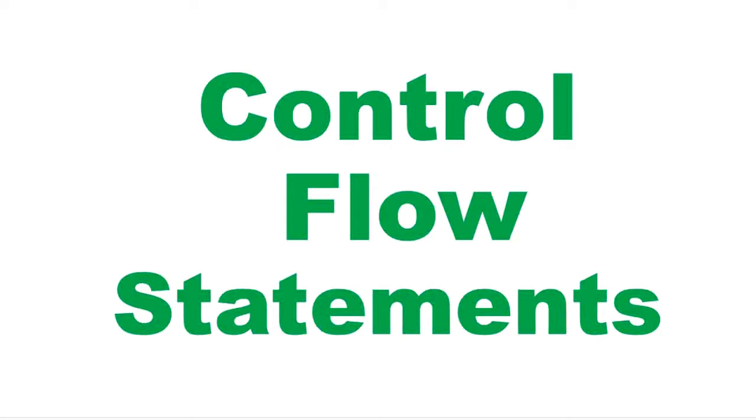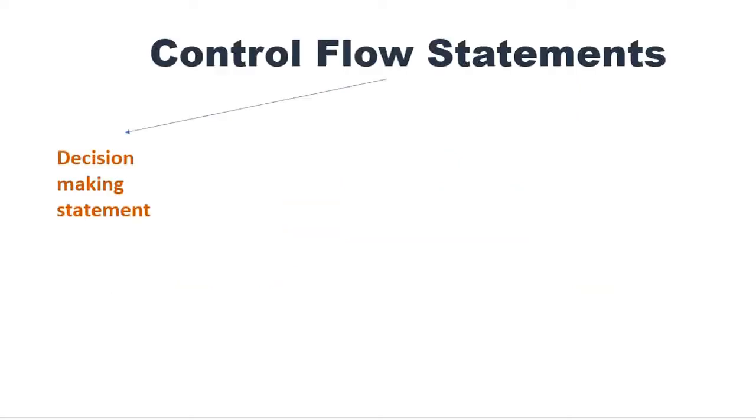If we talk about the Go programming language, we have various types of control flow statements. First is the decision making statement. In decision making statements, we provide a specific condition, and if the condition is valid, then it will execute a particular block of code. In decision making statements, we have if and if else. If the given condition is valid, it will execute the if block, otherwise it will execute the else block.